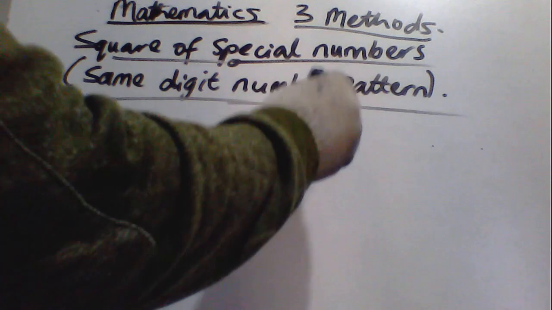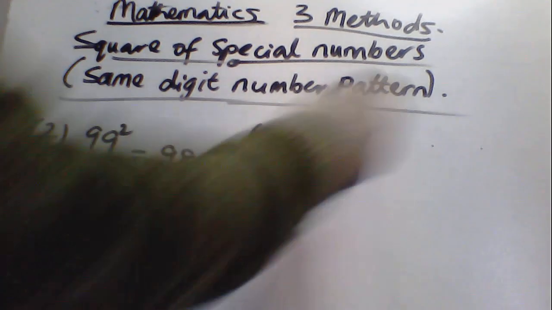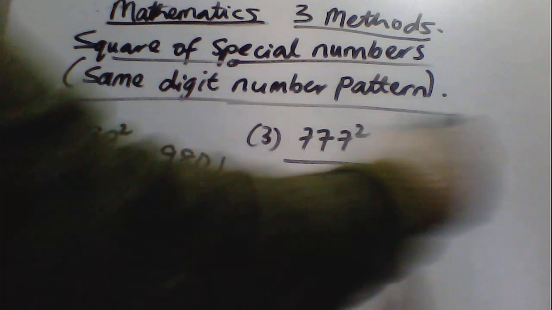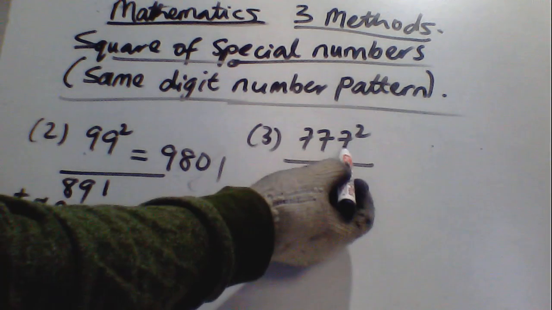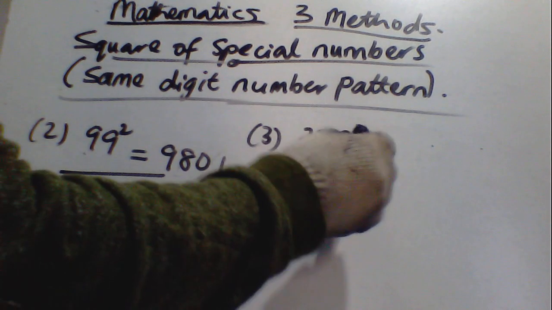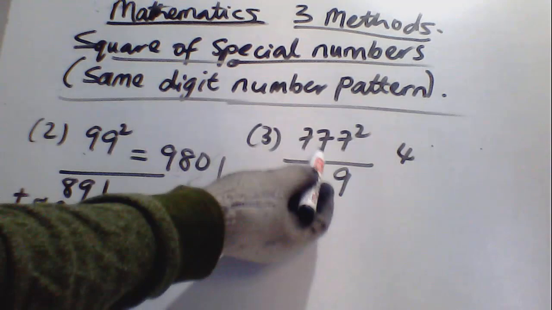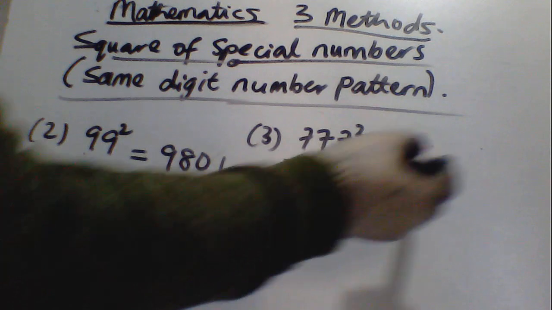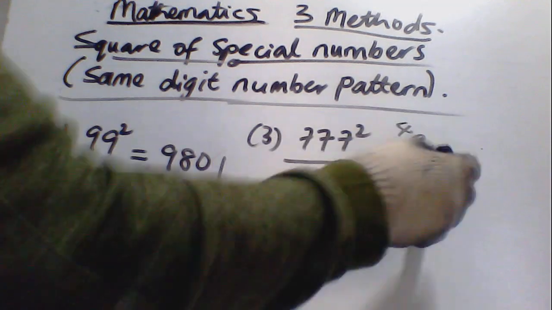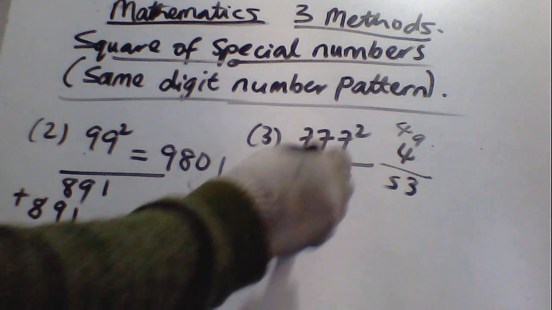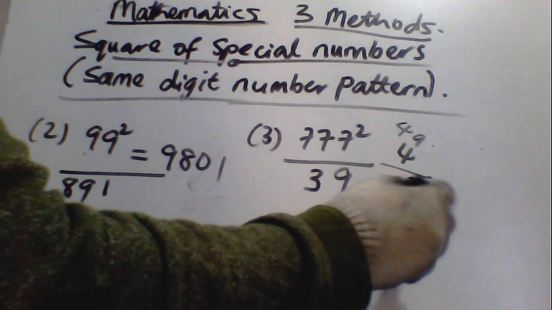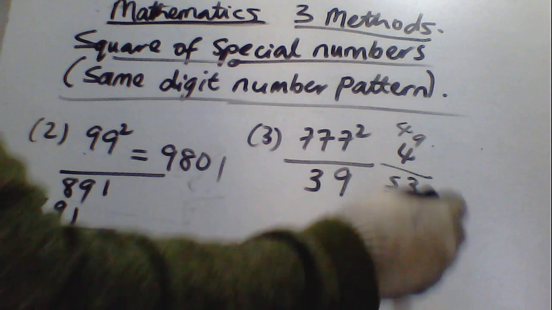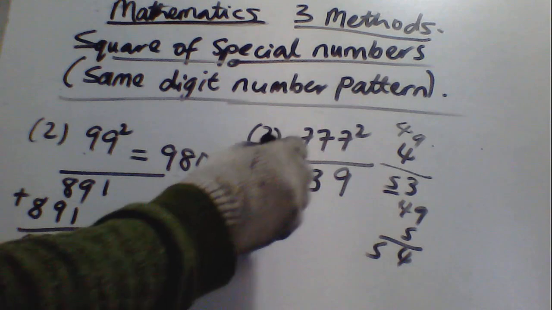You are given 777 squared. The first thing to do is to draw this line and perform the square operation on the number. Square the last digit, which gives us 49. I write 9 and carry 4. Square the second one, 49. 49 plus 4 gives us 53. I write 3 and carry 5. Square the last one, 49. 49 plus 5 gives us 54. And then I write 54.